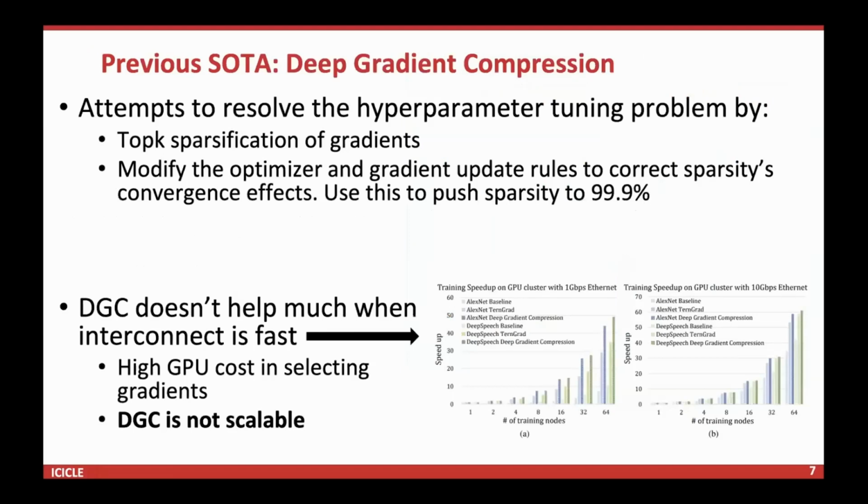The previous state of the art work includes deep gradient compression. This DGC attempts to resolve the hyperparameter tuning problem by TopK sparsification of gradients, and modifying the optimizer and the gradient update rules to correct sparsity convergence effects. They use this to push the sparsity to 99.9%, which means they only communicate 1 out of 1,000 gradients in each iteration. But the downside of DGC is it doesn't help much when the interconnect is fast. DGC assumes the interconnect is less powerful than what we use on a supercomputer, and it also introduces high GPU cost in selecting gradients, and it doesn't quite scale when the communication overhead dominates the whole training time. The right two figures show this trend.